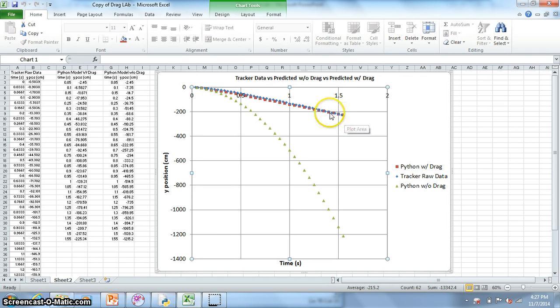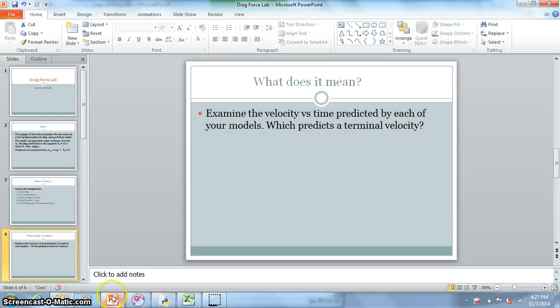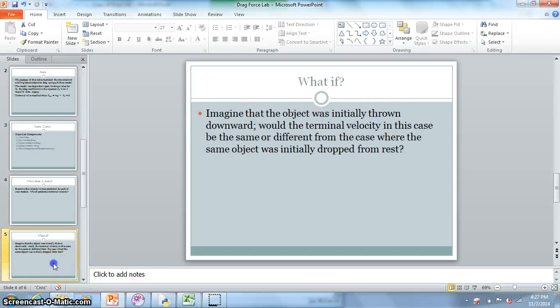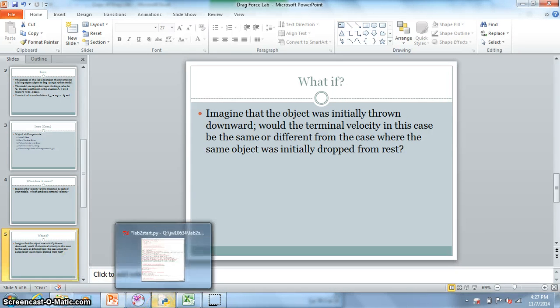As I said before, if you were to take the derivative of this linear position change, then you would come up with a constant velocity and 0 acceleration, which is the definition of terminal velocity. Finally, what if? What if an object were thrown with an initial velocity? That would not change terminal velocity.